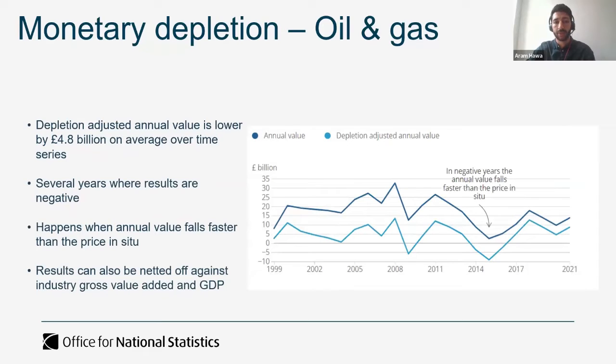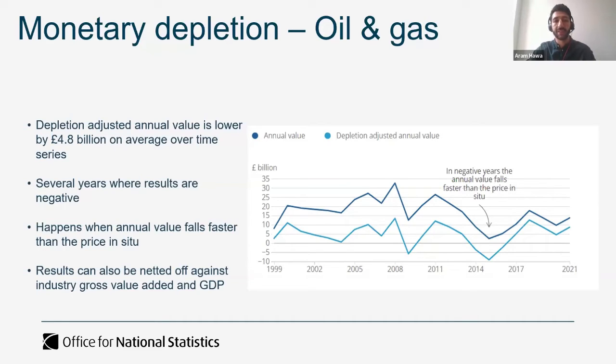In this final results slide, we look at the absolute levels of monetary depletion over time and compare it against the annual value or resource rent in the oil and gas industry. After deducting depletion from the annual value, we can see that it is 4.8 billion lower on average. In percentage terms, the annual value declines by 91% on average once you deduct depletion from it. In fact, the depletion adjusted annual value can fall into negative territory and does so in several years, including 2009 and 2014 to 2016. And this is a very interesting result.